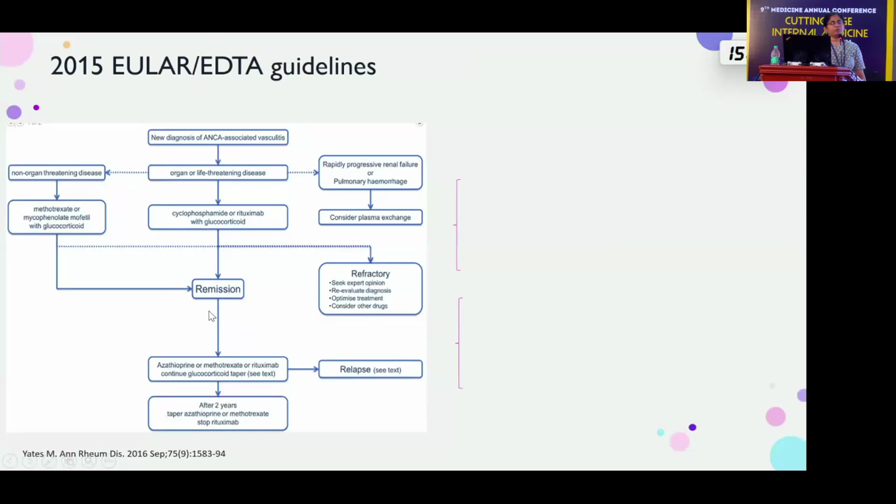Whereas for the patients who have undergone remission, you have to maintain the remission by giving a second-line agent, which is generally azathioprine or methotrexate or rituximab, along with tapering doses of glucocorticoids. You just have to look at this guideline in detail. And then at 2 years, you can consider tapering or stopping the immunosuppression.